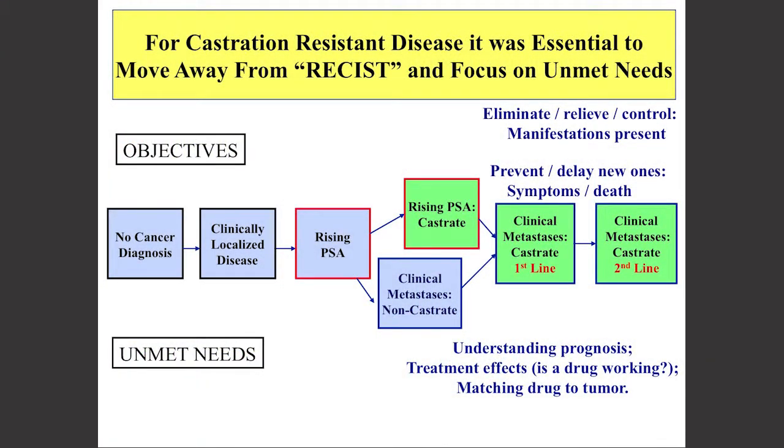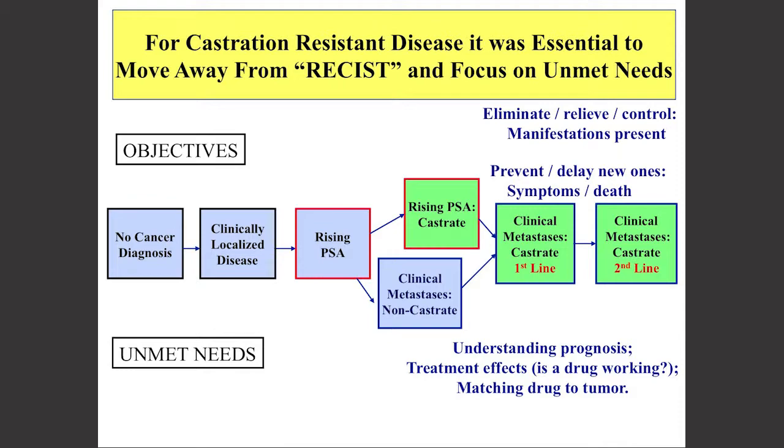So again, we think of our objectives in terms of unmet needs, which ultimately become the indications for drugs. So instead of worrying about tumor shrinkage, we say if the manifestations are significant, we want to eliminate them, relieve them, or control the disease if they're present, or prevent or delay new ones from occurring. Survival is simply delaying death from disease. I'm really challenged with this.